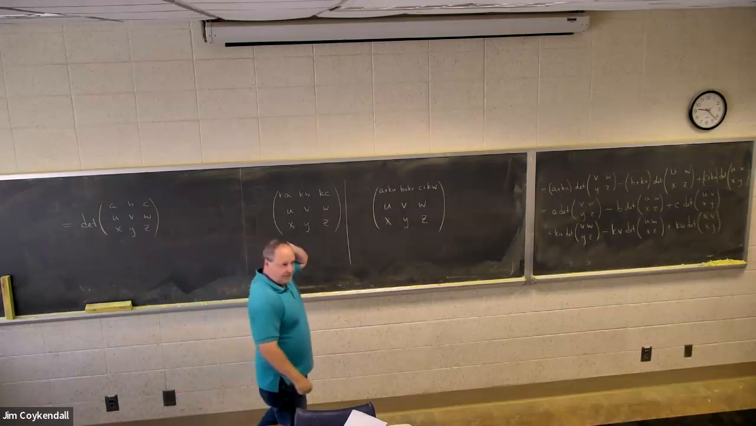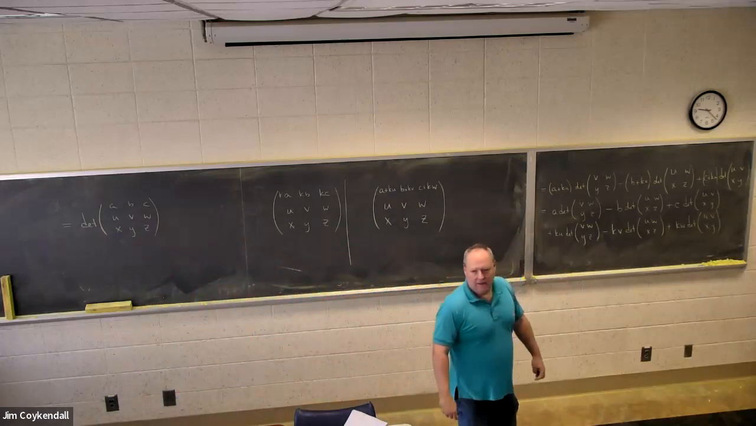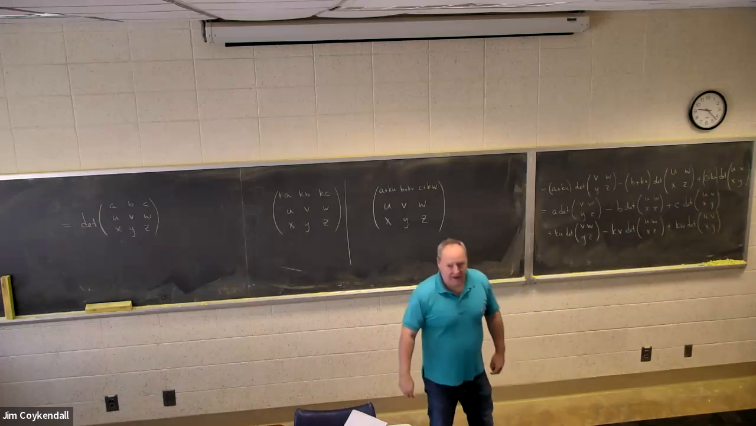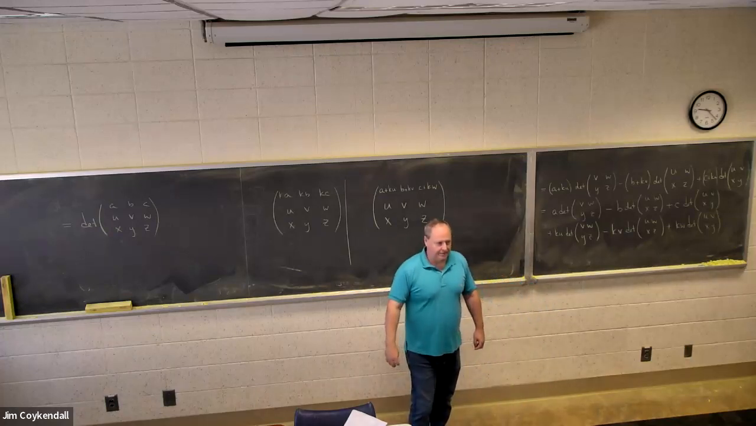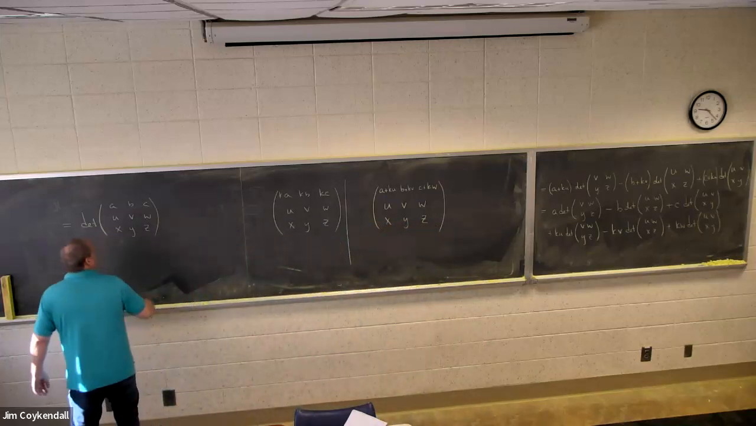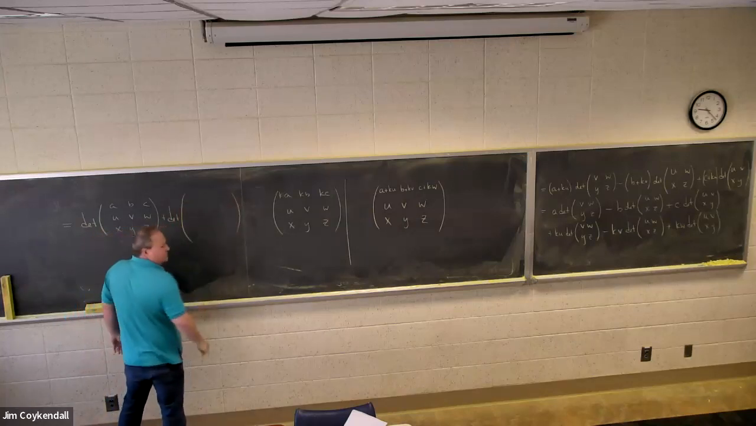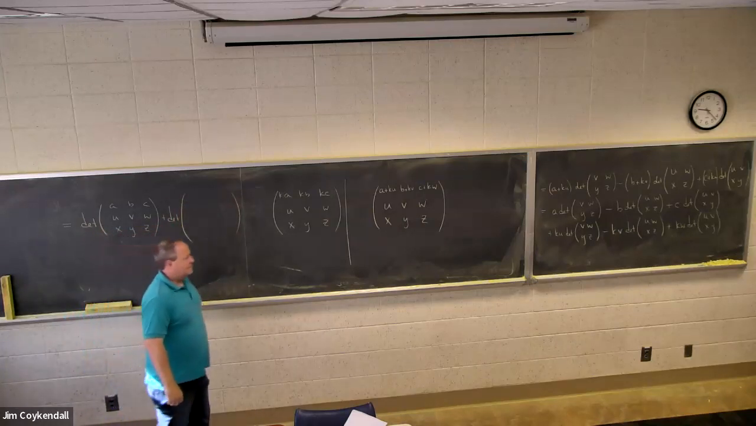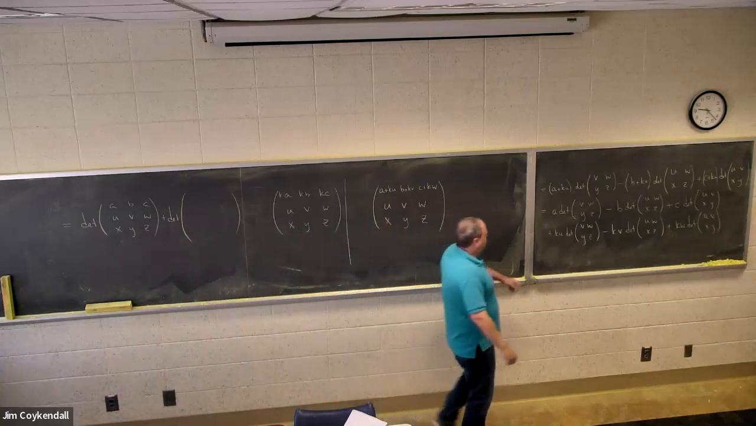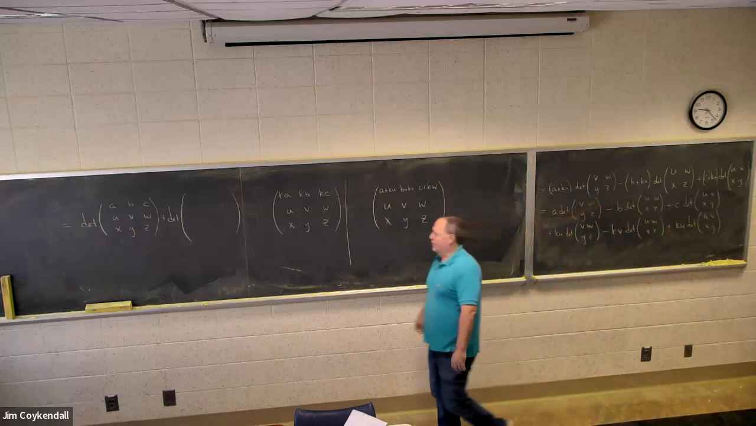Everybody agree with that? What about the second line? Can you interpret that as a single determinant? Well, look, you've got the same little matrices right here. So I bet the second and third rows are the same.